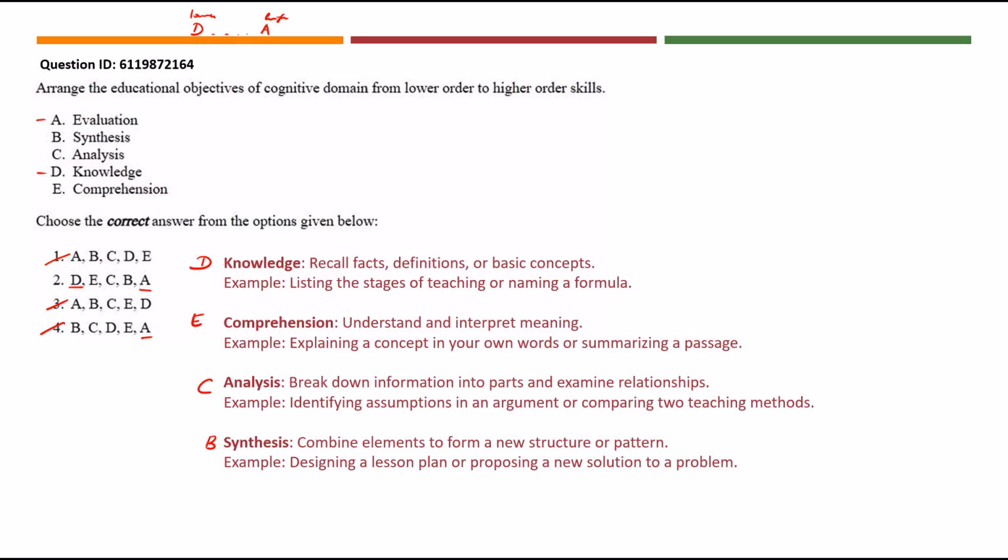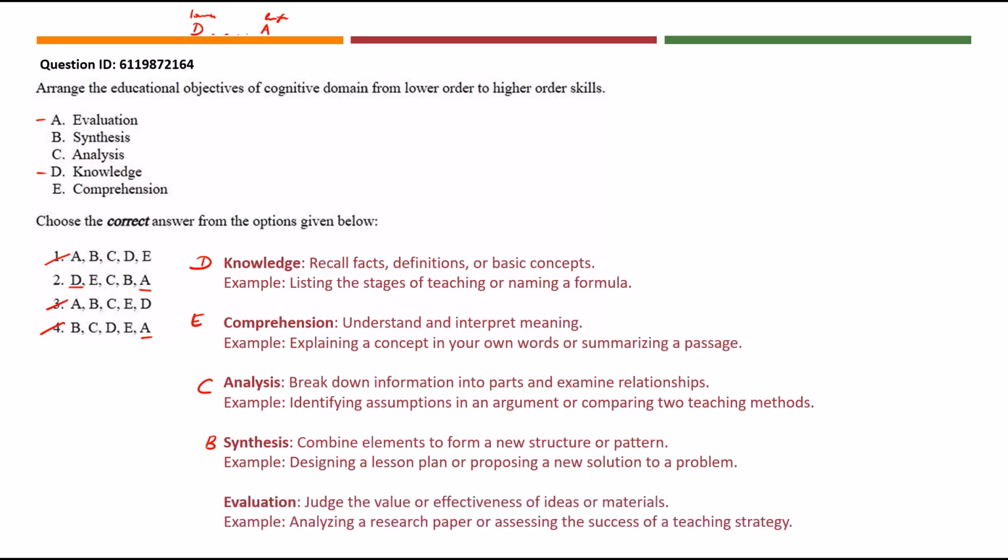And the highest order skill here will be evaluation. Judge the value or effectiveness of ideas or materials. This will be A. You may analyze a research paper or you can assess the success of a teaching strategy. So all these come under evaluation. The order will be D, E, C, B, A. Option number 2 will be the right answer.